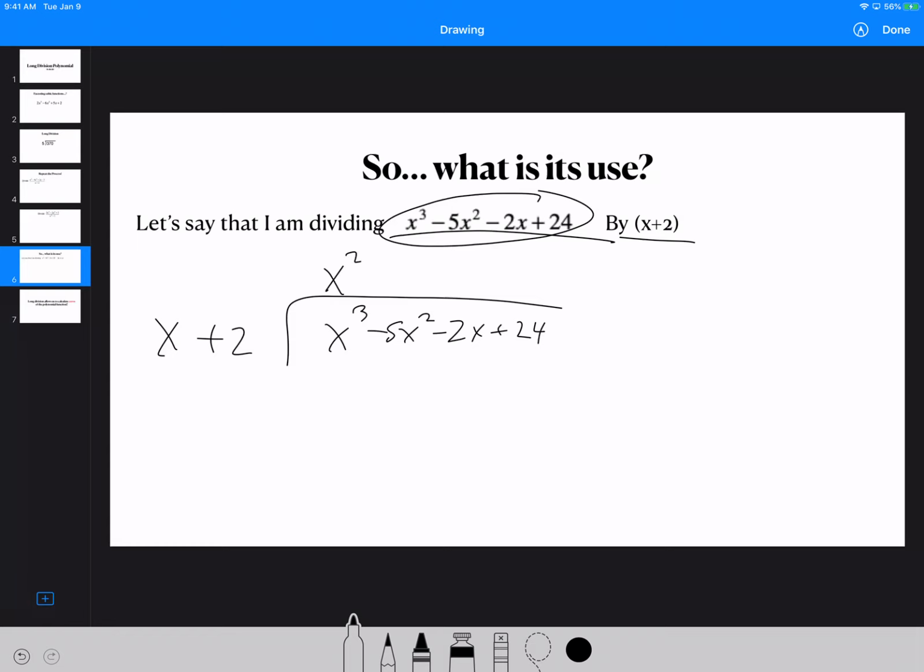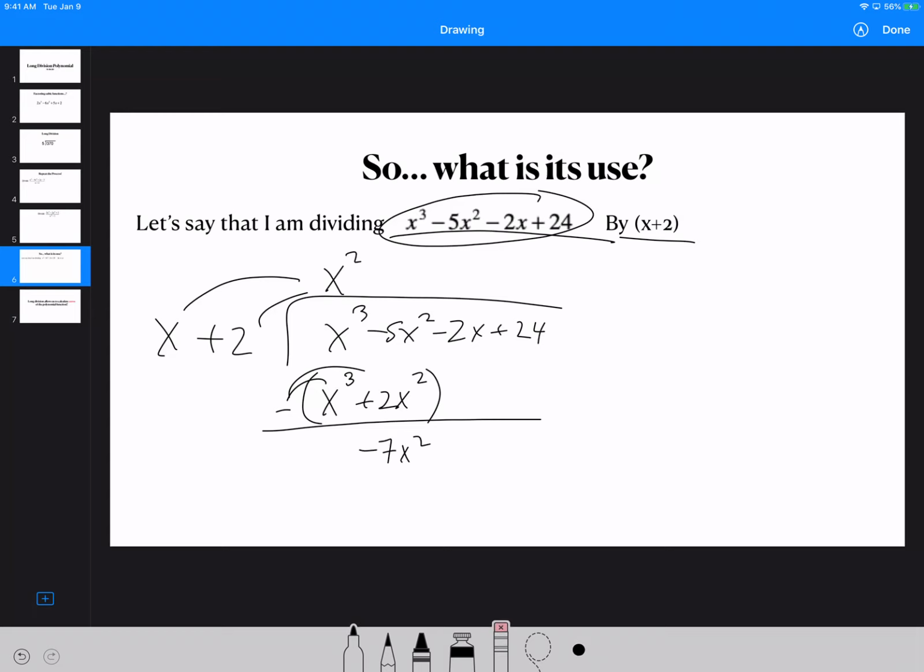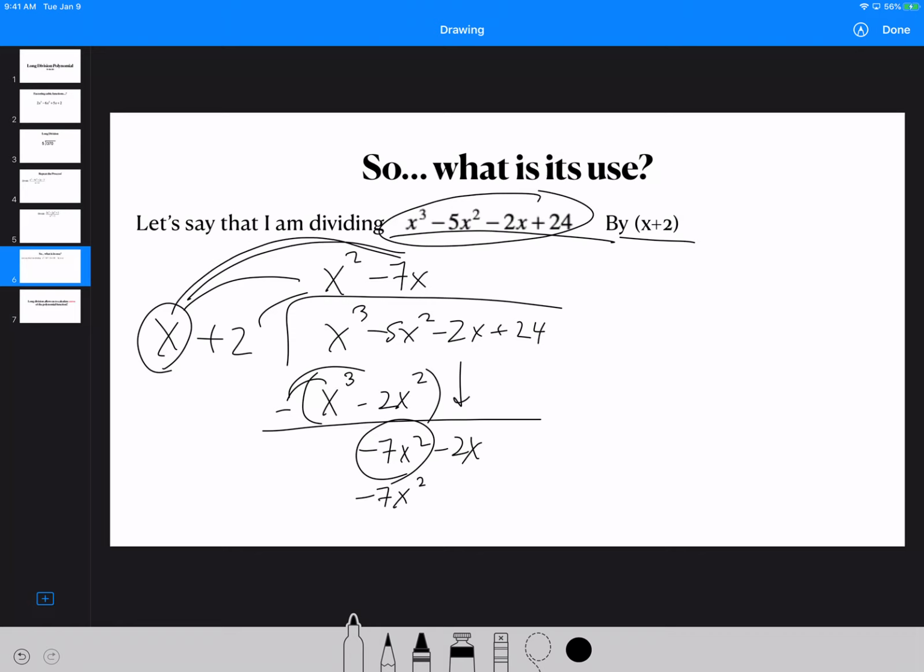Alright, so here we're going to get x squared, and then we're going to multiply these two and get x cubed, and then this becomes plus 2x squared. Now subtract these two, and make sure you distribute the sign. So this becomes minus 7x squared. I'm going to distribute the signs once again. And then this minus 2x comes down. Then I'm going to have this term with this term, so that becomes minus 7x, because that's how many times x can fit in negative 7x squared. Multiply these two, you get minus 7x squared minus 14x. Subtract these two together, and you get 12x.